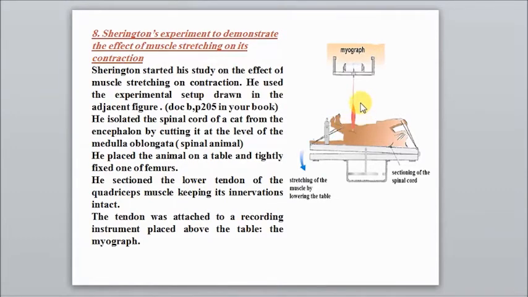So here we have the muscle and we have the tendon. As you would observe, the tendon was attached to a recording instrument which is called the myograph, placed above the table. Now, as you would recall, Sherrington's experiment is to demonstrate the effect of the muscle stretching on its contraction. So, the muscle has to be stretched. In order to stretch the muscle, he's going to lower the table. So here we have the arrow going downward, showing that the muscle is going to be stretched by lowering the table.